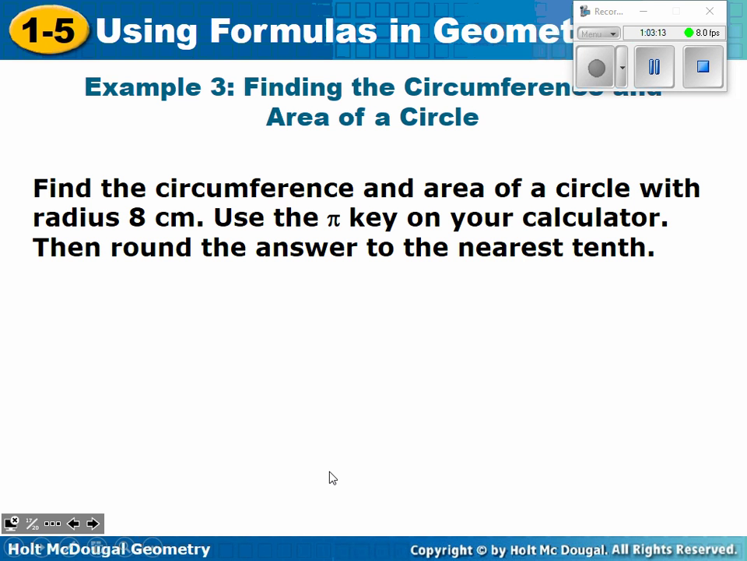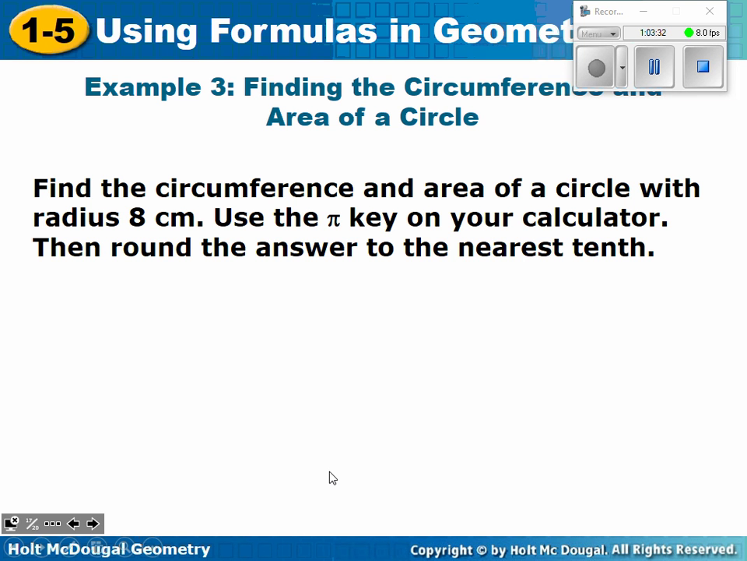Okay. We're not done. We're almost done, though. What do I still need to do? Area. Area. And again, be really careful with your directions. So area, we said is pi r squared. The radius, you said, was 8 centimeters.